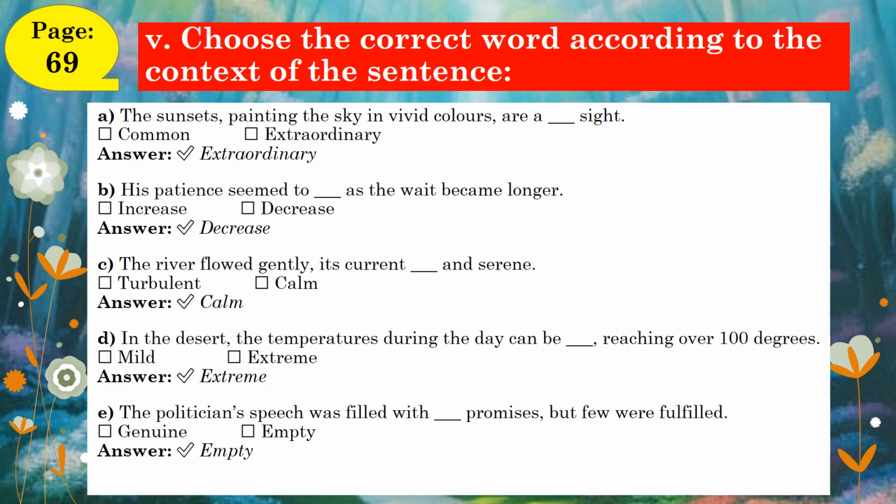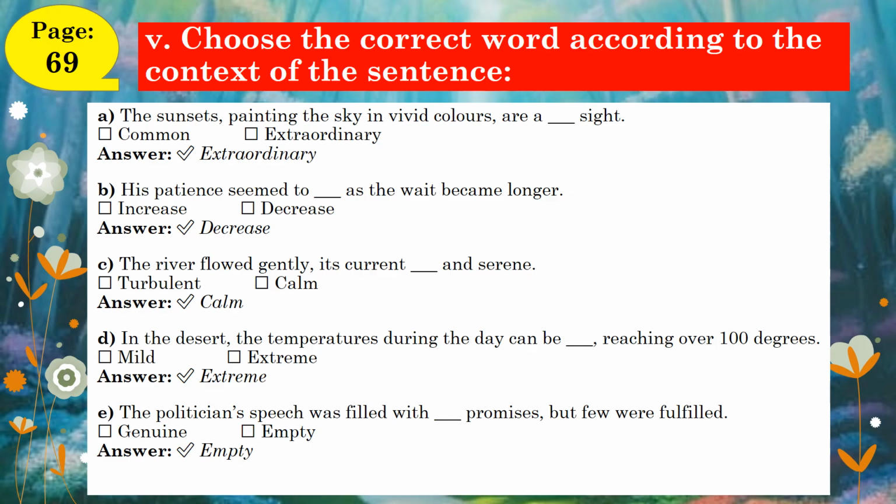1. The sunset, painting the sky in vivid colors, was a blank sight. The correct word is extraordinary because such beautiful and colorful sunsets are rare and special, not ordinary. 2. His patience seemed to blank as the wait became long. The correct answer is decrease because the longer he waited, the more frustrated he became, and his patience began to wear thin.